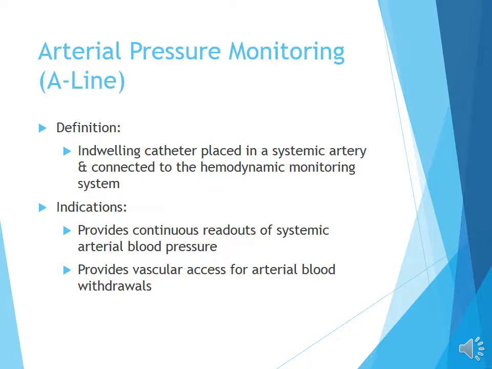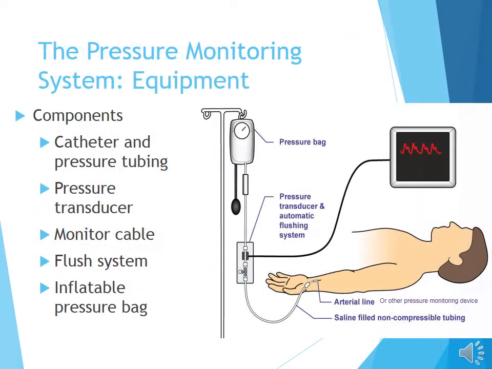So indications: any patient that needs continuous readouts of their systemic arterial blood pressure, or if they need vascular access for frequent arterial blood withdrawals, so frequent ABGs. This is a visual of the pressure monitoring system, the components. So you have your catheter and pressure tubing up at the top, you have the pressure transducer, monitor cable, a flushing system, and then the inflatable pressure bag.